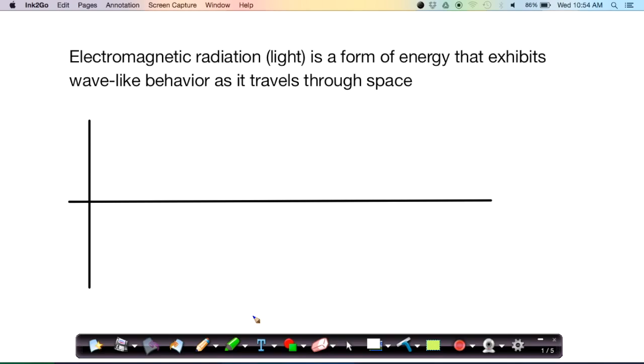Hello everyone. In today's lesson we're going to be talking about properties of light. And in science we refer to light as electromagnetic radiation.